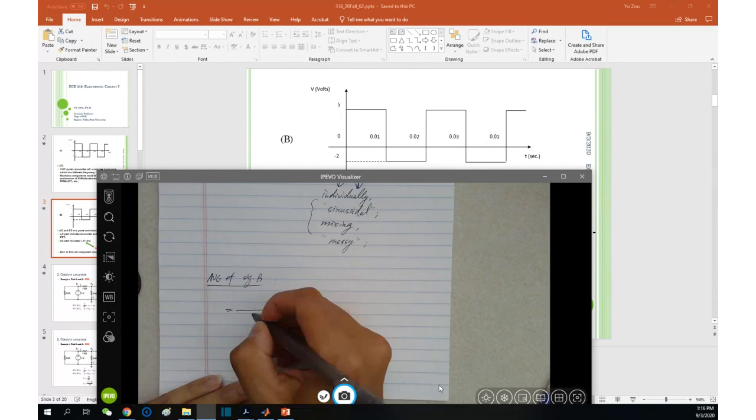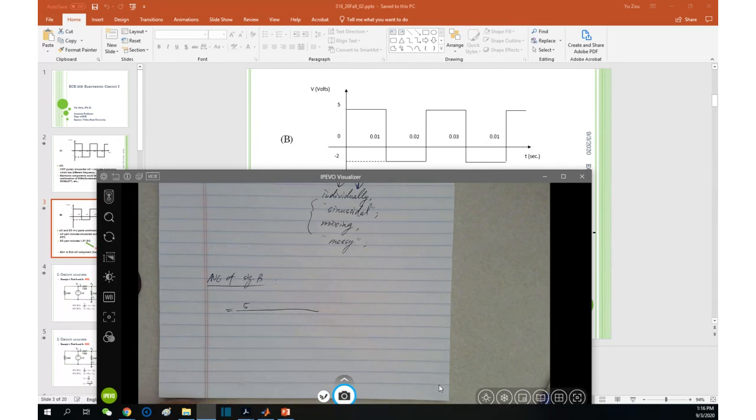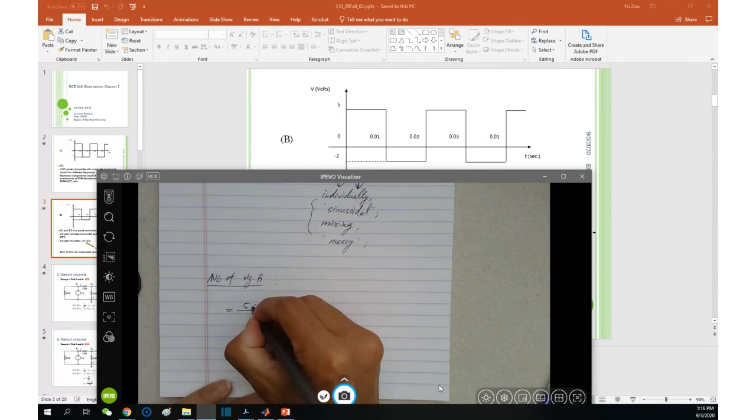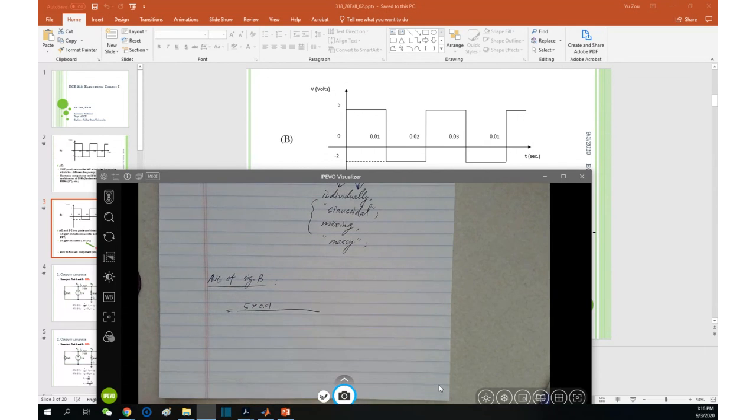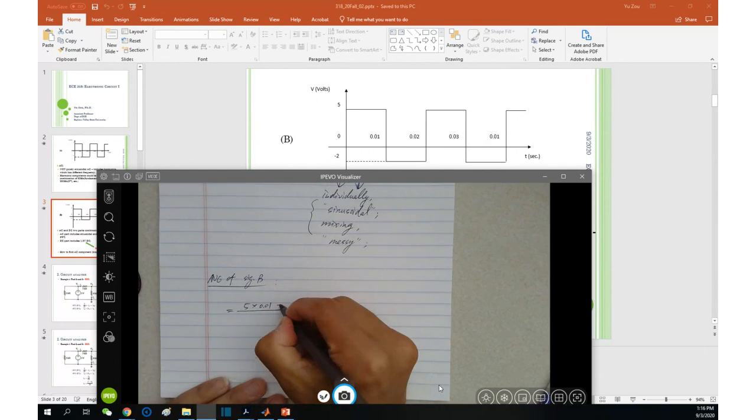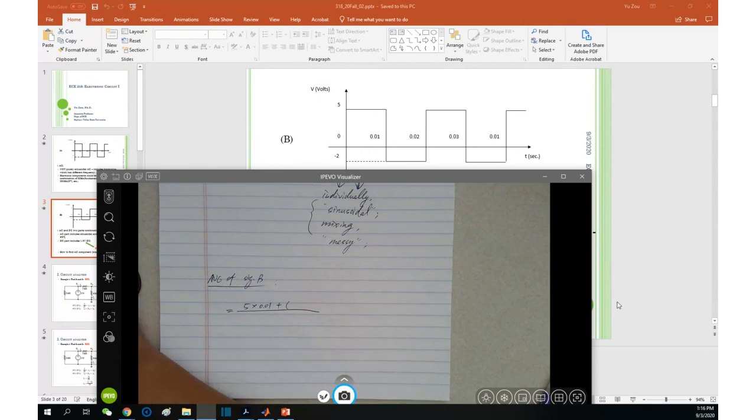How about 5 volts lasts how long? 0.01 second, right? Plus, so from 0 second to 0.01 second, this time interval, the signal B is 5 volts. And from 0.01 to 0.02 seconds, the signal B is at -2 volts, right?